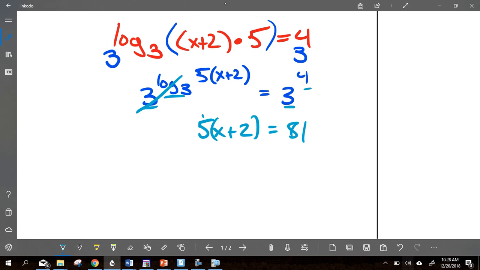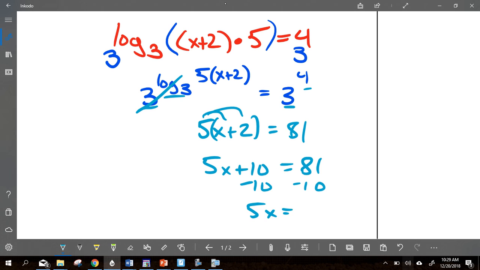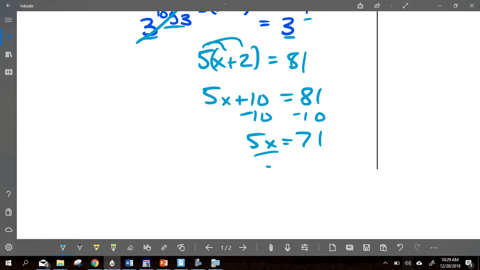Then I continue to solve. Distribute here: 5x plus 10 equals 81. Minus 10, 5x equals 71. Divide by 5, divide by 5. x is equal to 71 over 5.